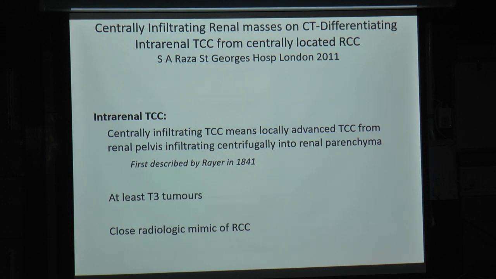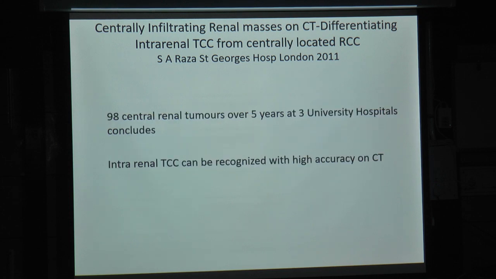And they can be very confusing with the RCC, and in the radiology terminology they say it's an intrarenal TCC. They are very close mimics of RCC. Now how do you differentiate that? So this is the study I was talking to you about: 98 central renal tumors. All central renal tumors, you have a choice between RCC and TCC, depending on the characteristics that I am trying to explain to you.